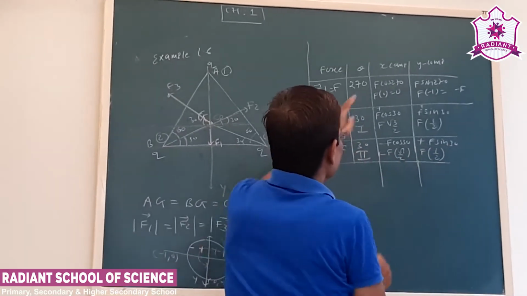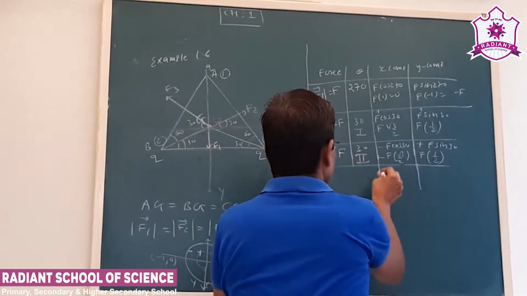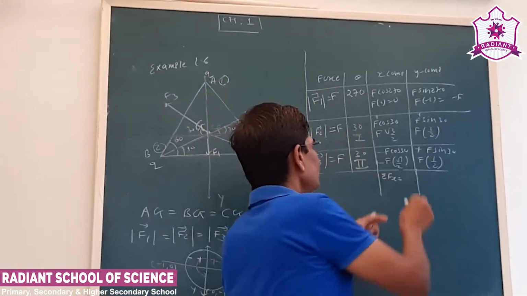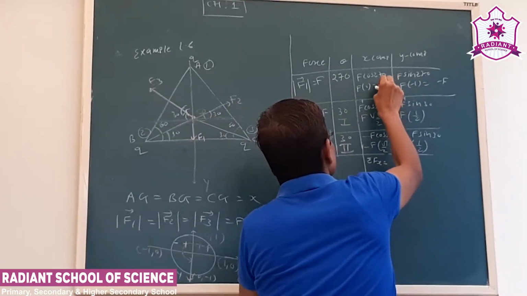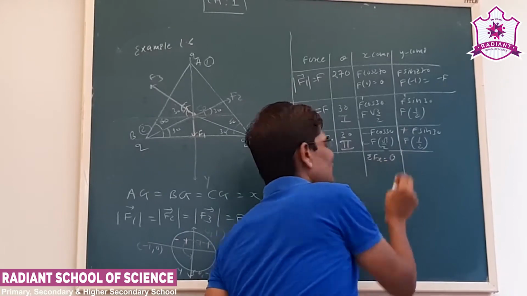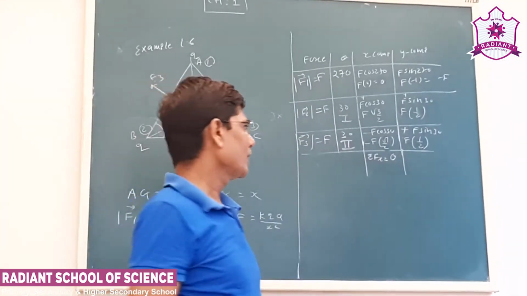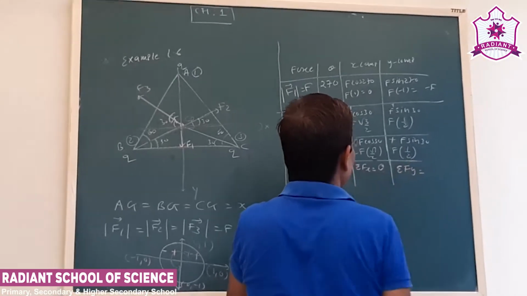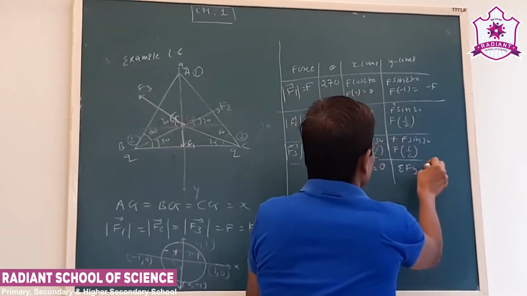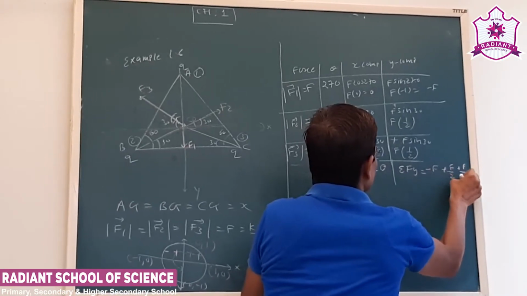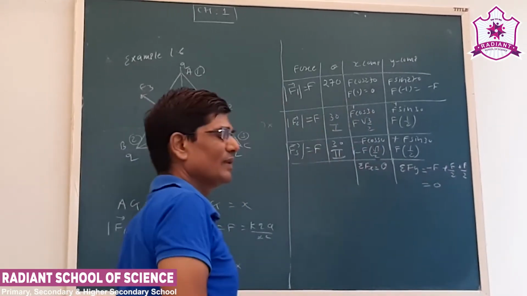Now the sum of the x components, sigma Fx, is 0, F root 3 by 2 and minus F root 3 by 2. That will be the summation of the x components, which is 0. Similarly, the summation of the y components, sigma Fy, is minus F plus F by 2 plus F by 2. This also is 0.